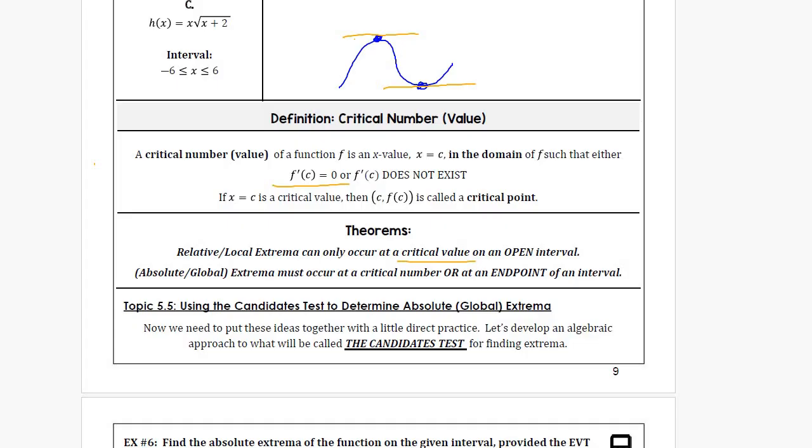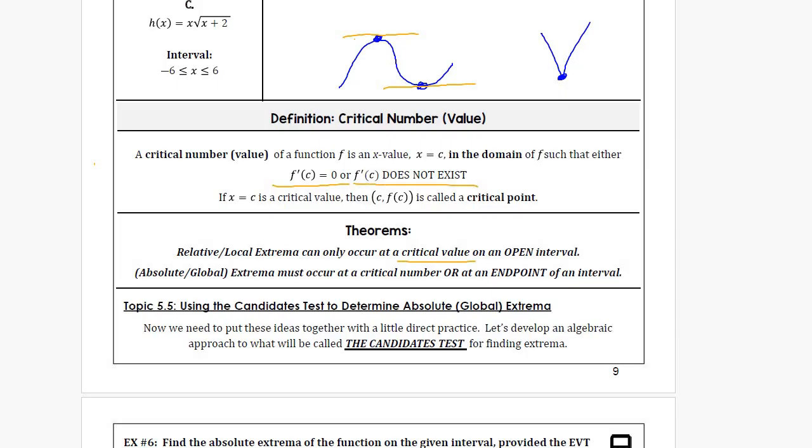Now there is one other case, and that would be if I have something like our absolute value. So notice here, this is still a relative extrema, but our f prime does not exist instead.